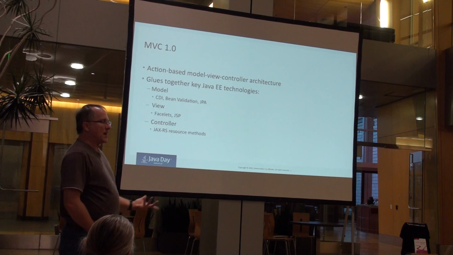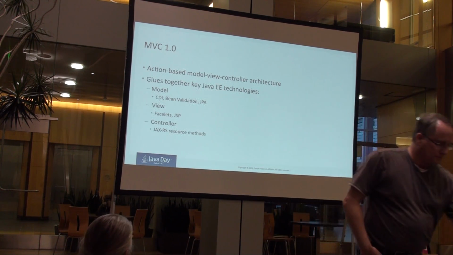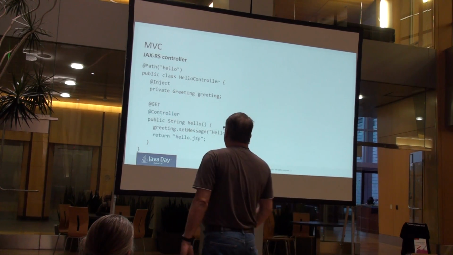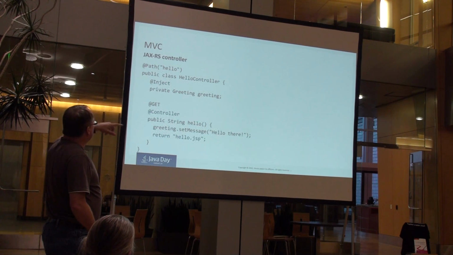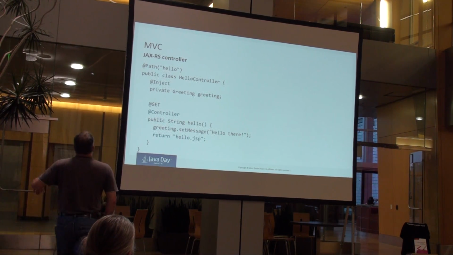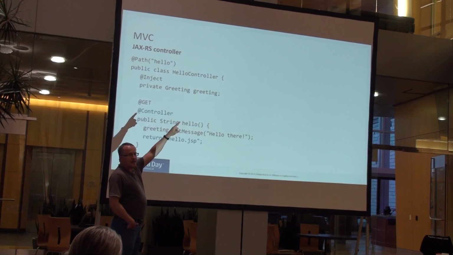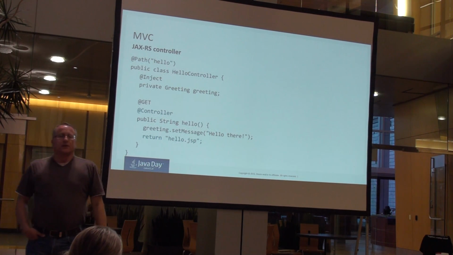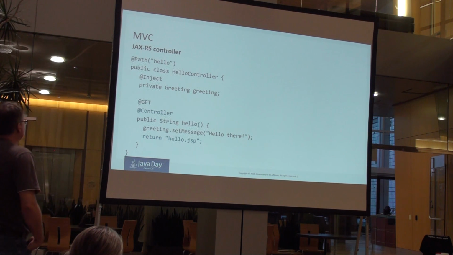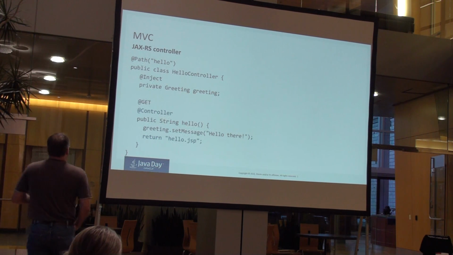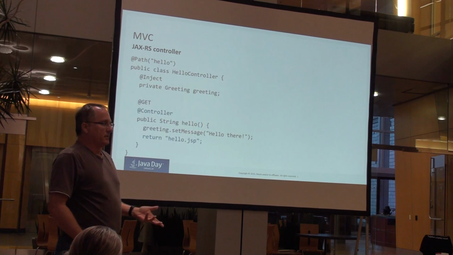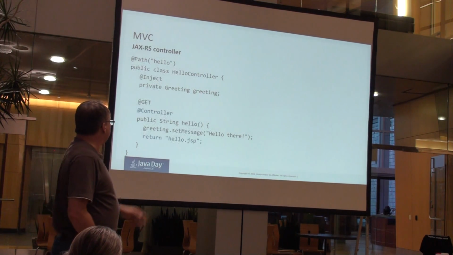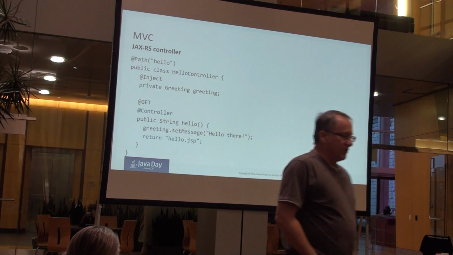Okay. And the controller is just a JAX-RS resource. So if we take this example, we have a class, basically a JAX-RS resource, HelloController, and you'll notice that on the GET request, we're also adding the annotation @Controller. That's just stating to the framework that this is the controller class in this MVC model. Because it's annotated with controller, and we're returning hello.jsp, the framework will interpret that it should take the output and push it to a JSP runtime to actually do the rendering.